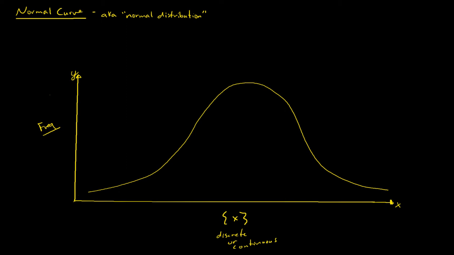Really, this was discovered by a German mathematician, Carl Friedrich Gauss. So the normal distribution is also known as the Gaussian distribution.